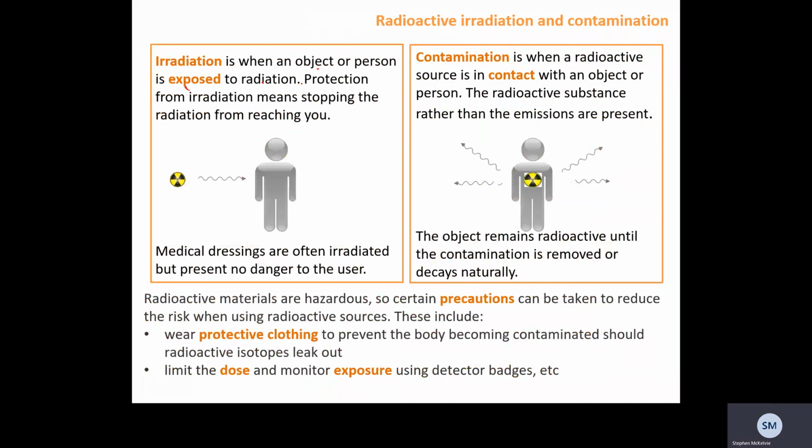Protection from the radiation means stopping the radiation from reaching you. So you can put up a lead screen, you can wear protective equipment. I wear my lab coat when I'm doing the demonstrations in school. But irradiation doesn't actually cause any damage to physical things. Medical dressings are often irradiated, but present no danger to the user. So if I was to irradiate a piece of cloth, then all the nasty, germy, buggy type things on that cloth would be destroyed, my cloth would be sterile, and then I could use it.